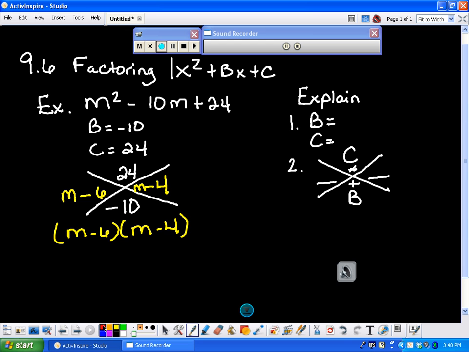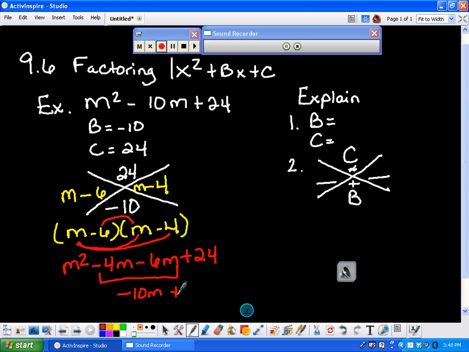Now if I go ahead and FOIL those, m times m gives me m squared. m times negative 4 gives me negative 4m. Negative 6 times m gives me negative 6m. And negative 6 times negative 4 gives me a positive 24. Then I think we can all agree that negative 4m plus negative 6m gives me negative 10m, which is my original equation. So this is the factored form of this equation here.